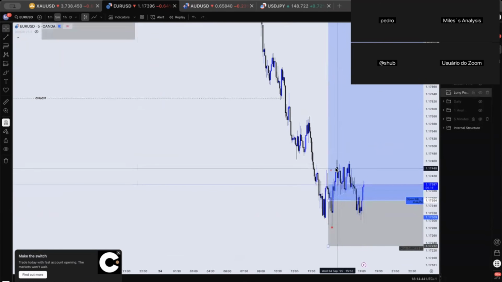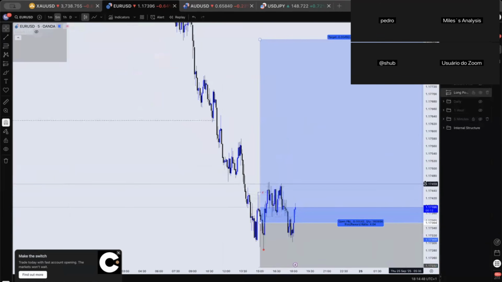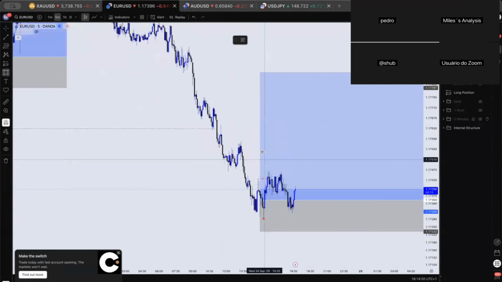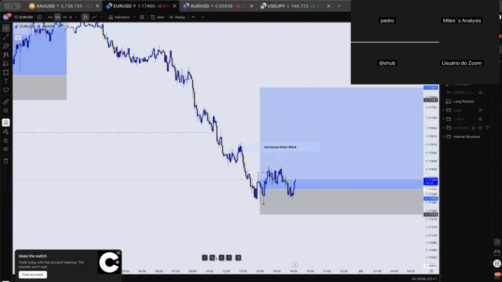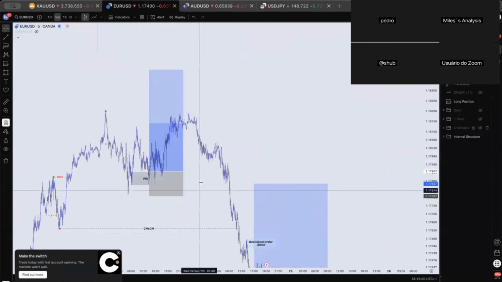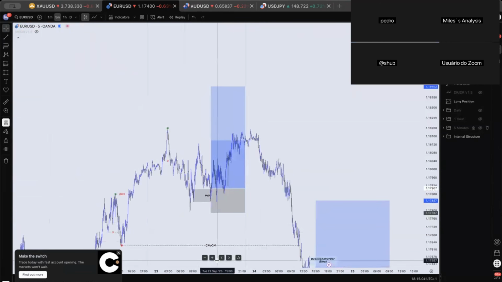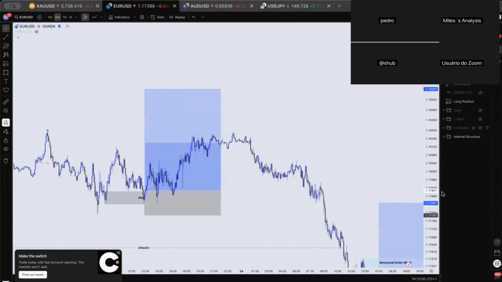Okay, so if price takes out inducement here, we have to look for the next order block, which will be the decisional order block, which is this one right here. This will be the first point of interest to take shorts from. If that fails, then we'll be looking for the extreme point of interest. In this case, it will be somewhere around this one here.